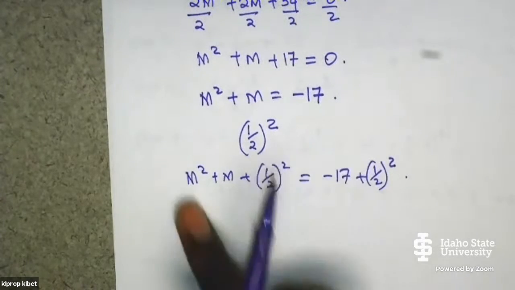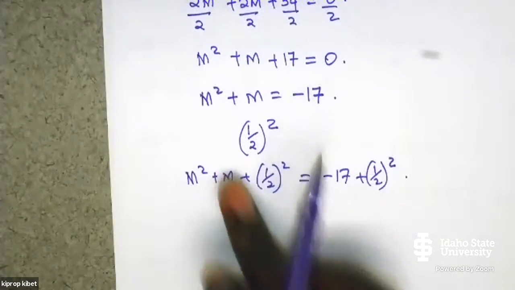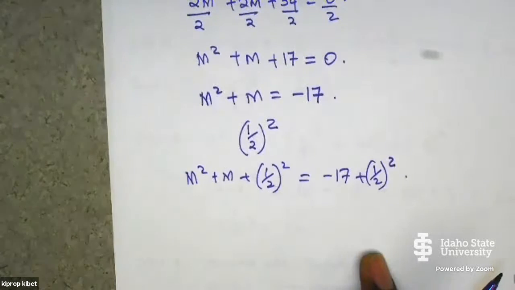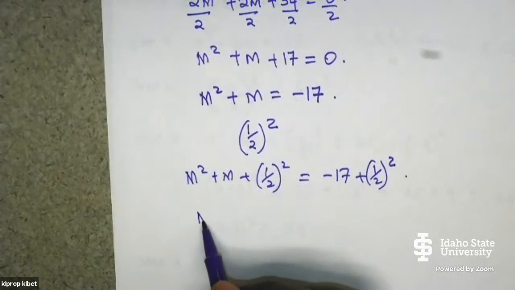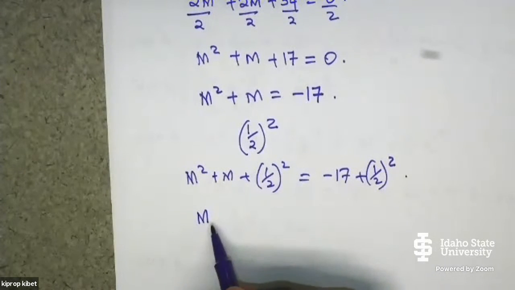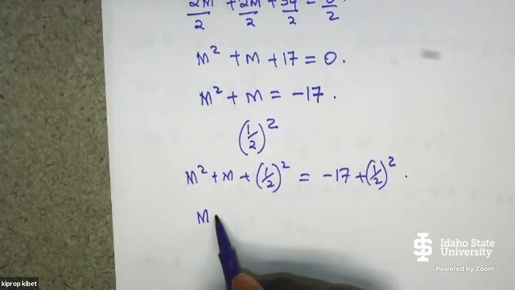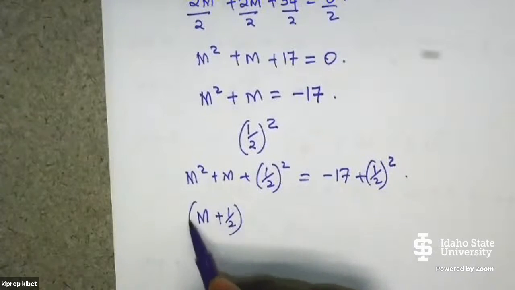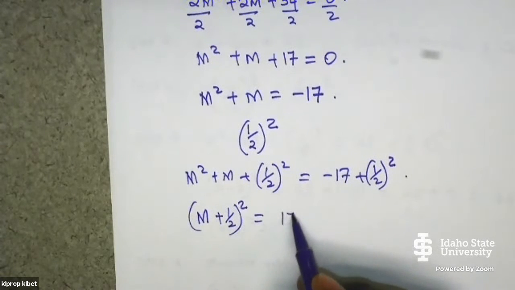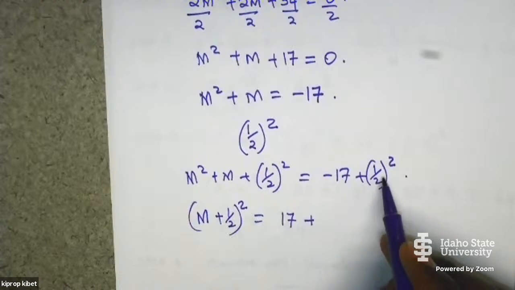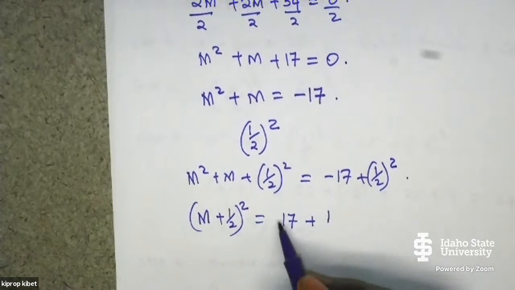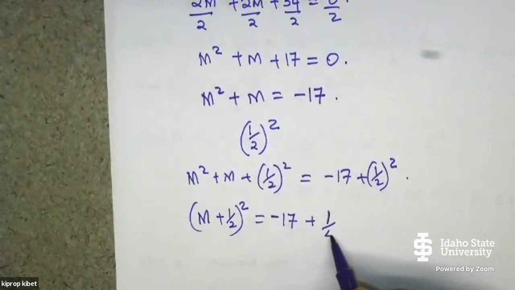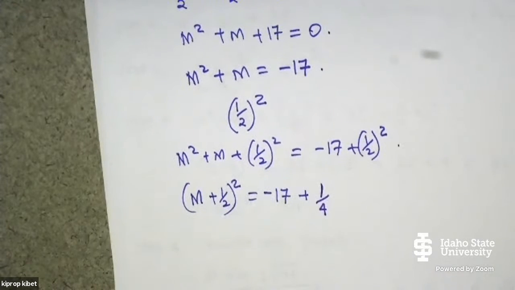So the left side now becomes a trinomial, so you write it as a binomial square. So it will be m plus 1 over 2 squared equals minus 17 plus 1 over 4.